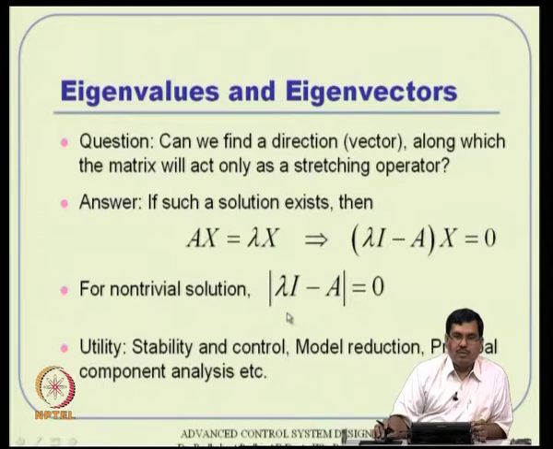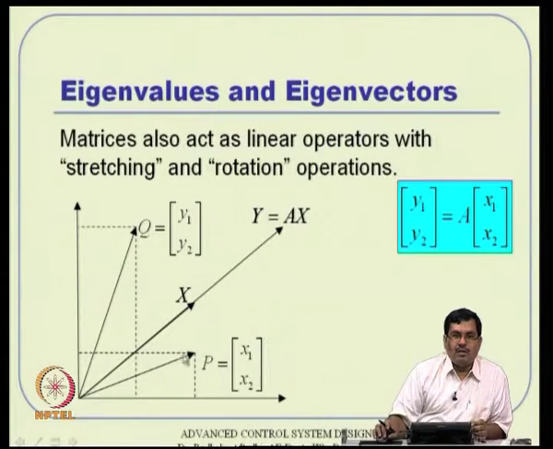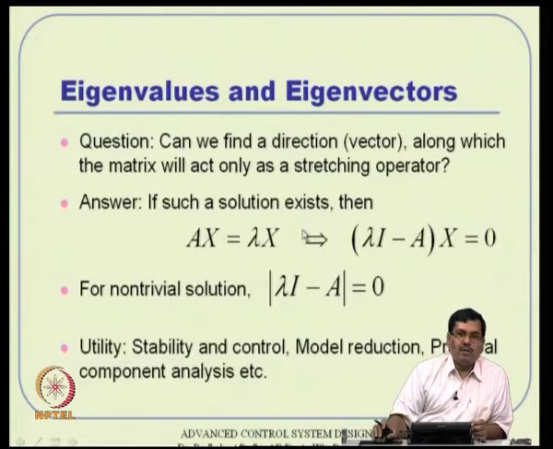So, for each of the solutions of lambda, we will get a corresponding x, and that will give us the corresponding eigenvalue-eigenvector pair. In other words, going back to that diagram, there need not be only one direction; there can be multiple directions for which this equation is satisfied, and you will have n such eigenvalue-eigenvector pairs coming out of these two equations.